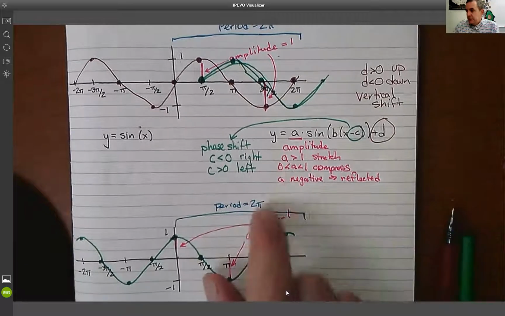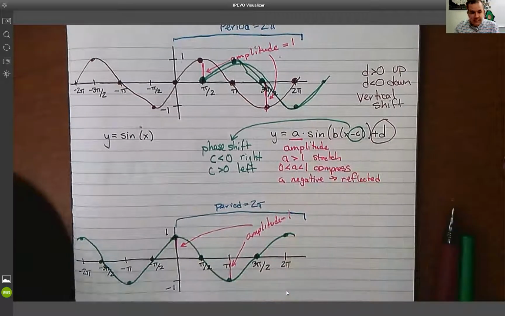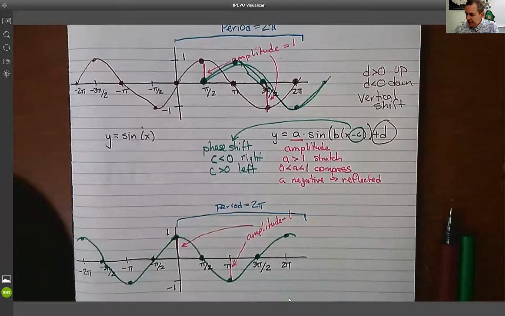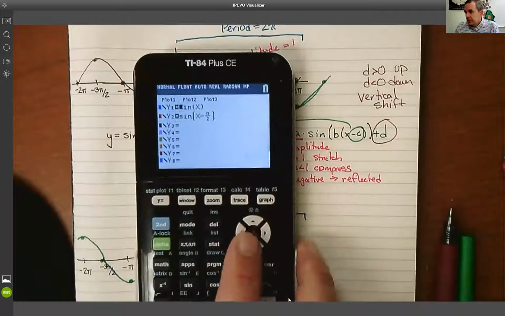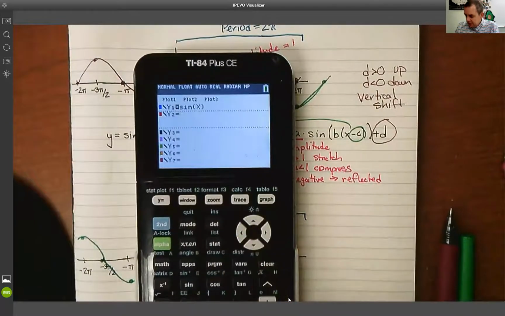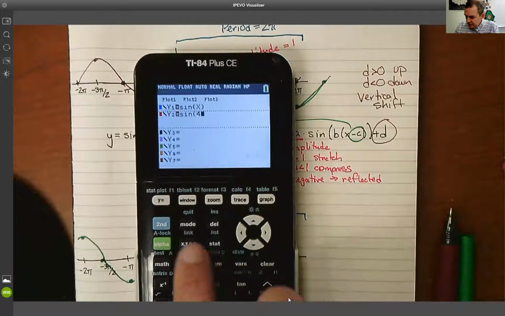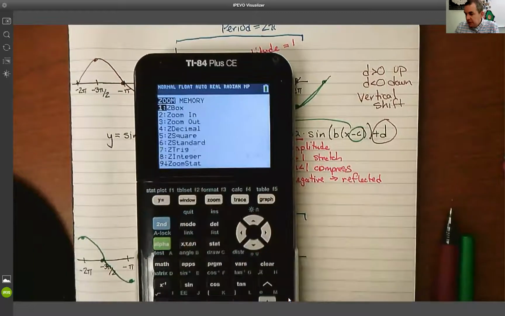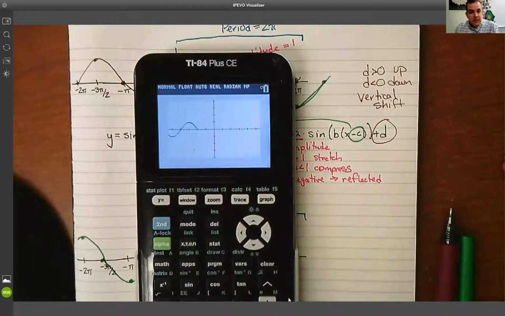And the last piece that we played with is B, and that's actually going to change this period. So again, let's put the calculator back. And again, what I'm going to do is clear that out, and I'm going to make this sine of, and let's do 4x. And now what I did is I played with the number in front. Again, I want to show you what happens. So again, we start with sine.